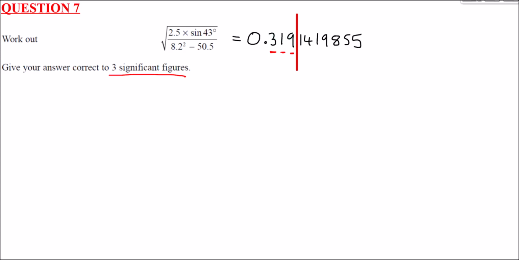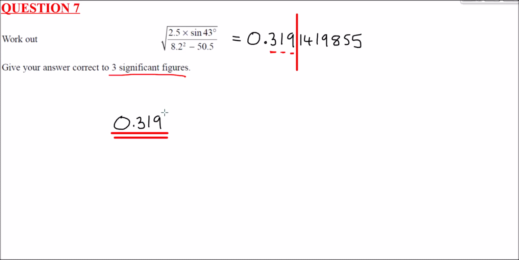So how we select if a number rounds up or not is by looking to the digit next door to the last significant figure we want to keep. So next door to the 9 is a 1. You should remember if it's 5 or more, we round up. If it's not more than 5, we don't round up. So 1 is less than 5, so that 9 does not round up, it stays as it is. So our answer therefore is 0.319.